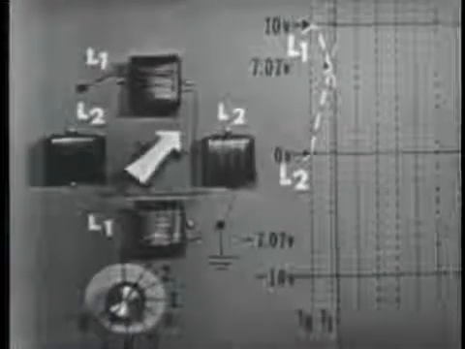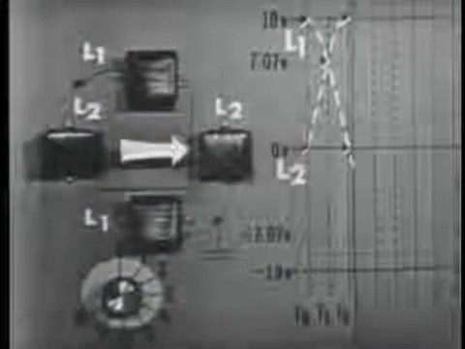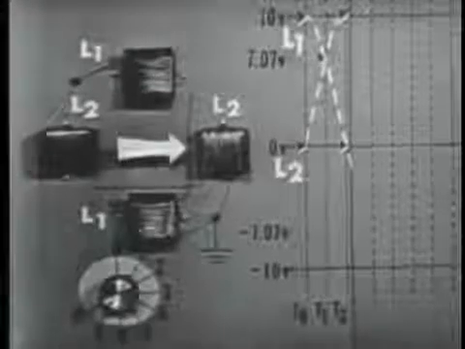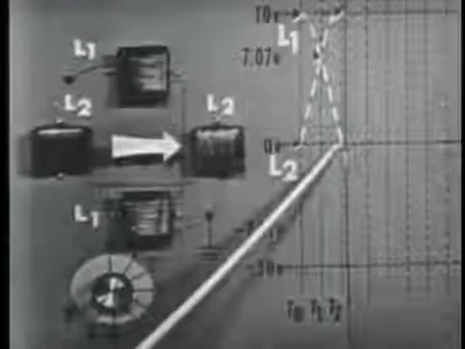All right, switch it to time 2. At time 2, the pointer shows that only L2 now has voltage applied. It's at maximum positive, 10 volts. L1 is now at 0 volts.